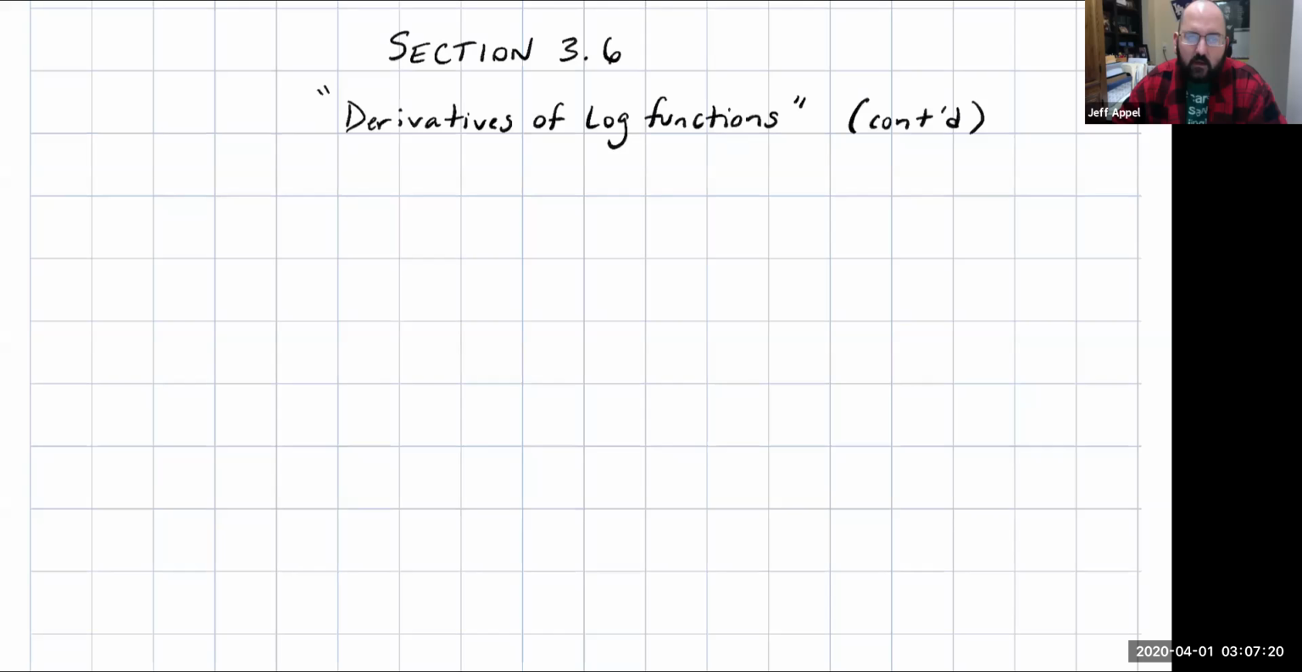Hey guys, this is the second part of our lecture on section 3.6, derivatives of log functions.